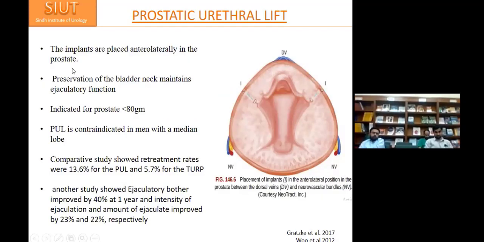How this implant is placed, we'll see in the following slides in a short video clip. The implants are placed anterolaterally in the prostate, preserving the bladder neck, maintaining the ejaculatory functions, indicated for prostate less than 80 grams. It is contraindicated in men with a median lobe. Comparative studies showed retreatment rates of 13.6% for UroLift and 5.7% for TURP. Another study done by Wood et al. showed ejaculatory bother improves by 40% at 1 year, and intensity of ejaculation and amount of ejaculate improved by 23 and 22% respectively.